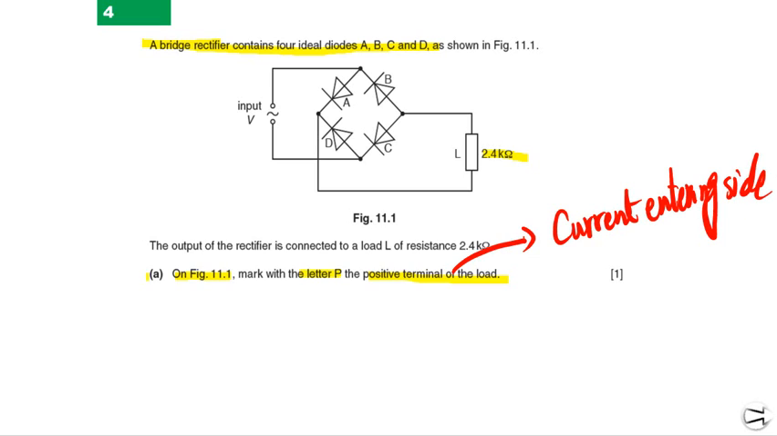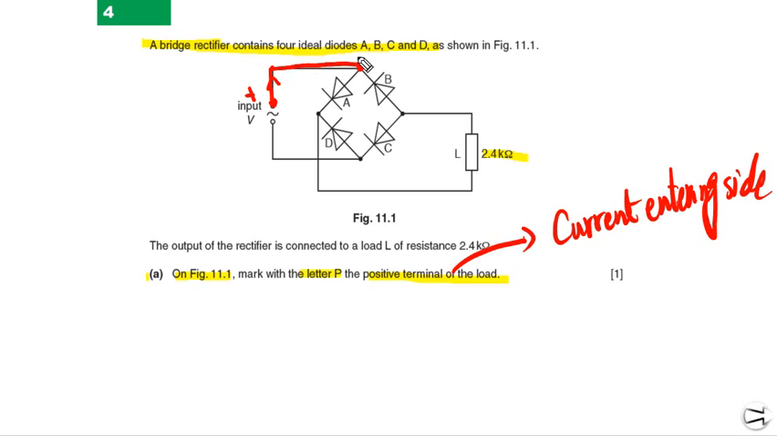Now we need to find out from which side the current will enter. Will it enter from top to bottom or bottom to top? This is what we need to find with the help of this power supply. So when this side is positive, it means current flows from this power supply in this direction.